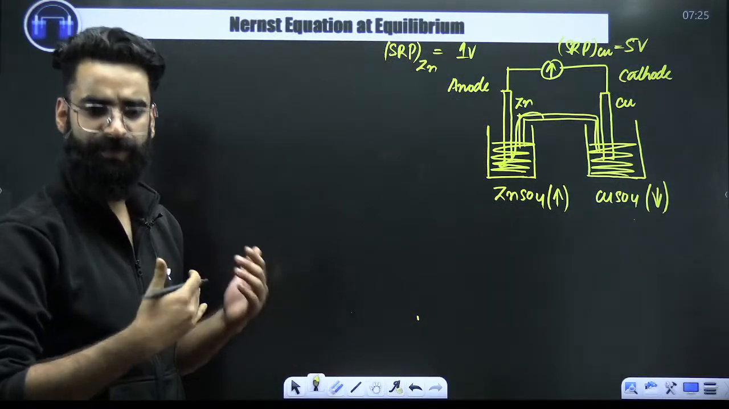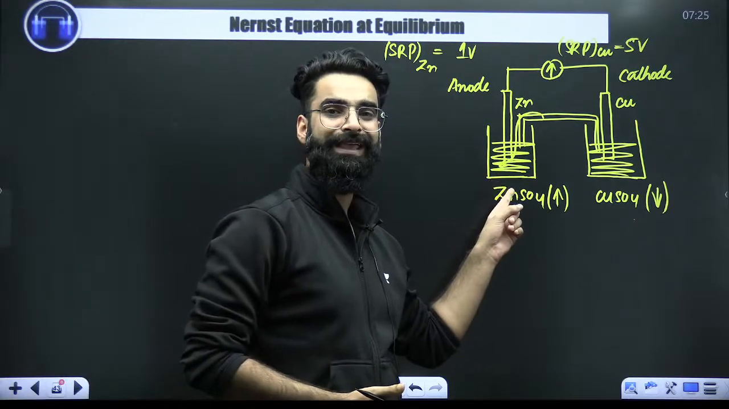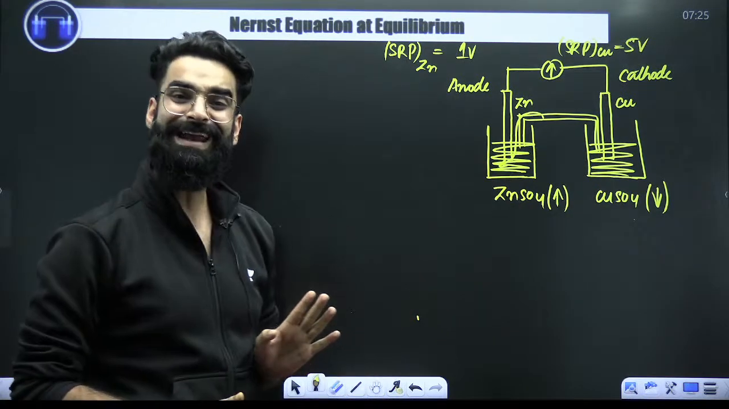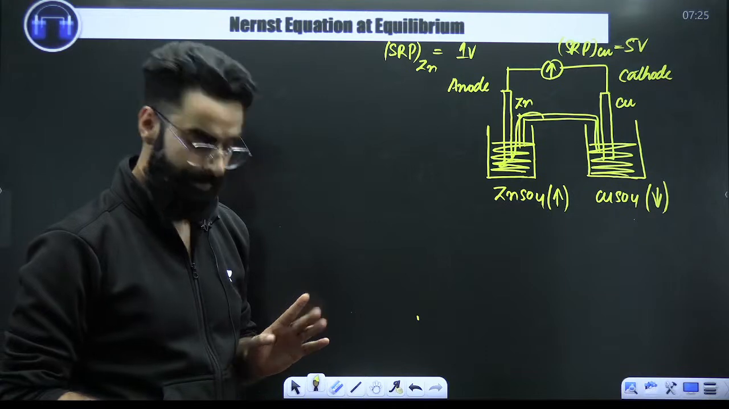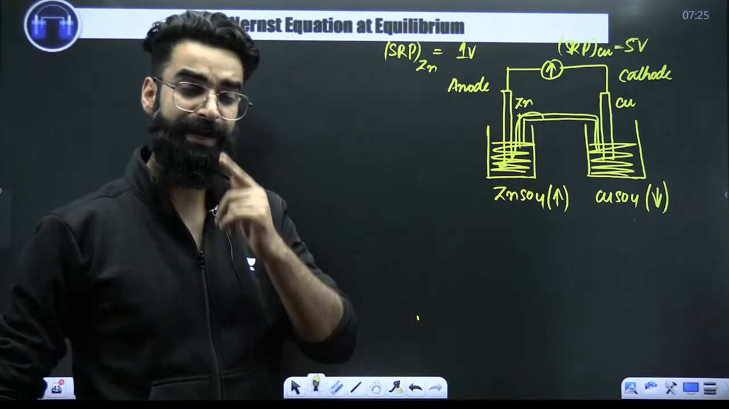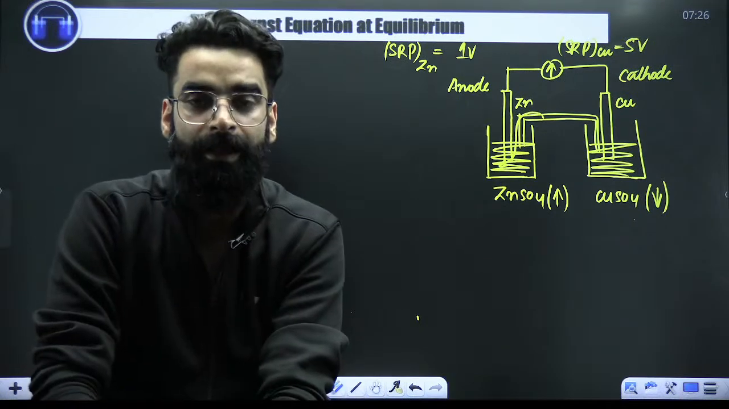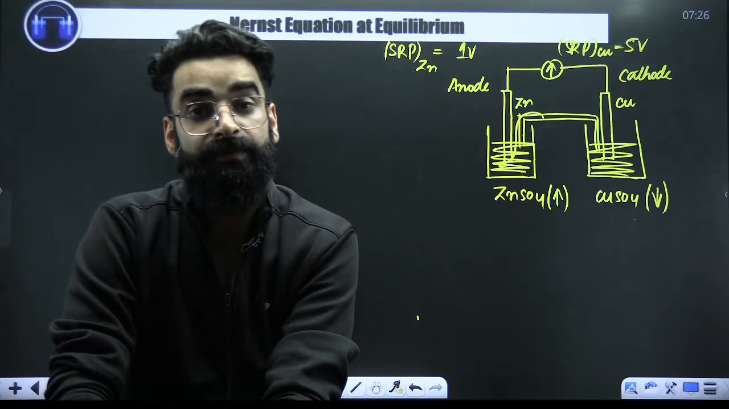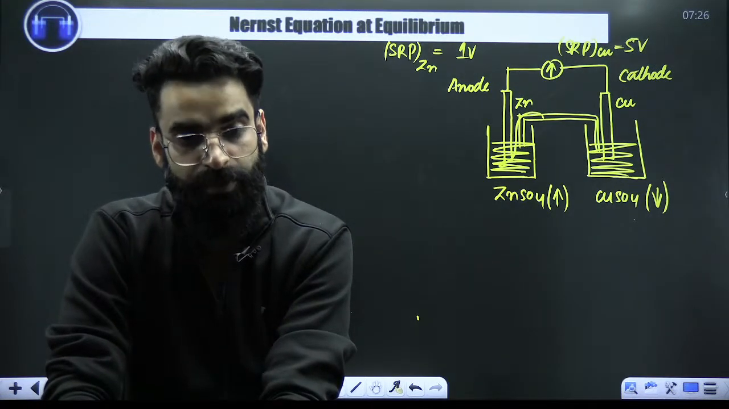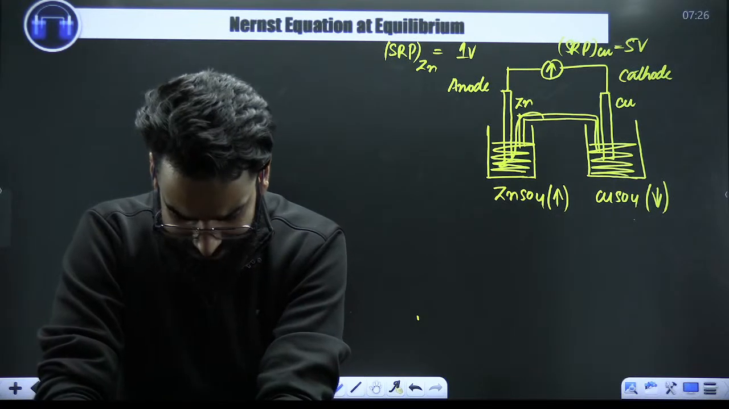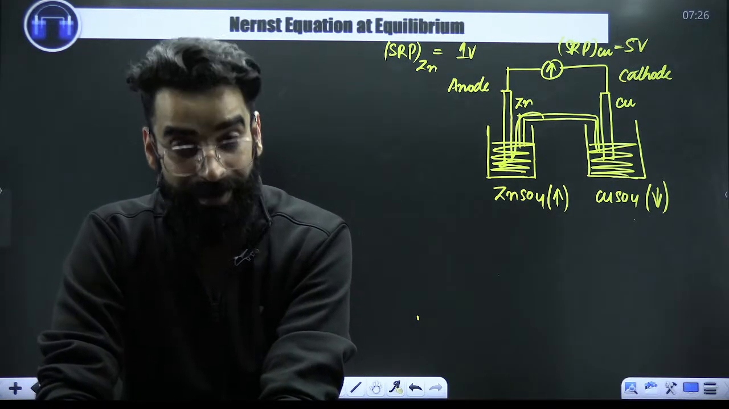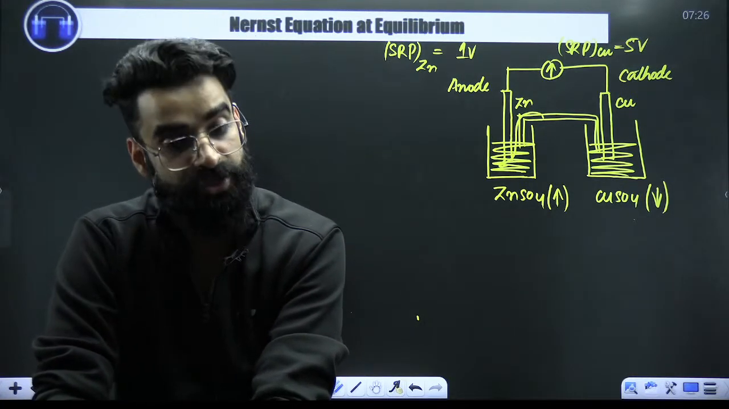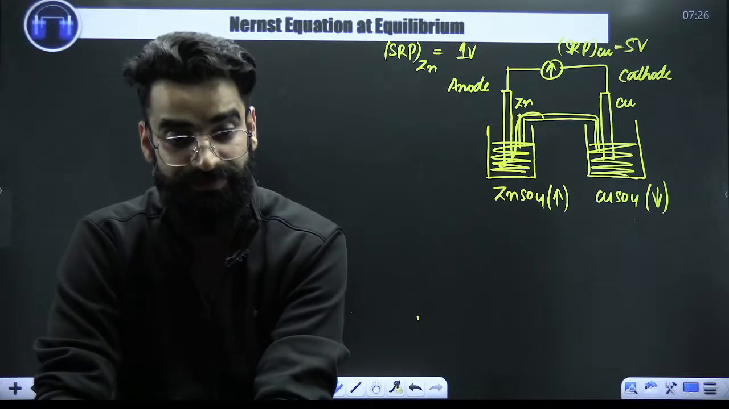So when the cell starts working, the concentration of electrolyte in the left container is increasing. Concentration of electrolyte in the right container is decreasing. Correct? And a few minutes back, when I taught you the Nernst equation, I told you one simple thing. When the concentration of electrolyte increases, the reduction potential of the electrode increases. With the increase in the concentration of electrolyte, reduction potential of the electrode increases. With the decrease in the concentration of electrolyte, reduction potential decreases. This is something which I discussed with you a few minutes back.